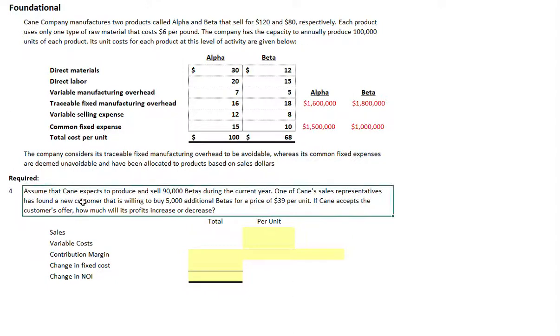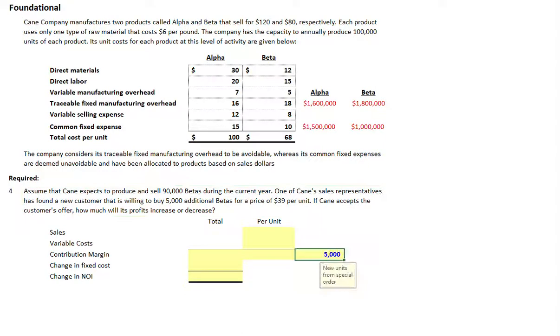In this problem, we're told that Kane expects to produce and sell 90,000 betas during the current year. And again, our capacity is 100,000 units, so we have excess capacity. One of Kane's sales reps has found a new customer willing to buy 5,000 additional betas at a price of $39 per unit. Again, we simply need to calculate our contribution margin per unit. Unfortunately, we find our variable costs are $40 per unit. Again, that's materials, labor, variable manufacturing overhead, variable selling.